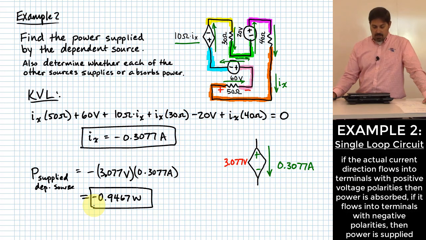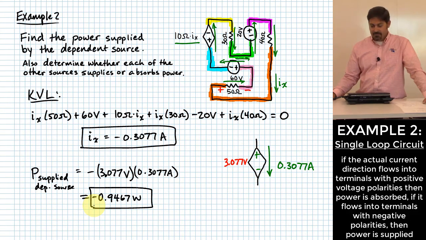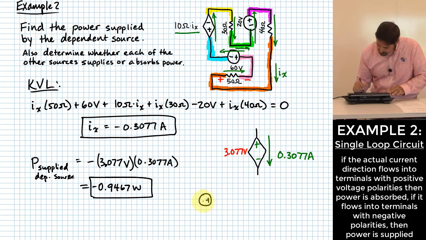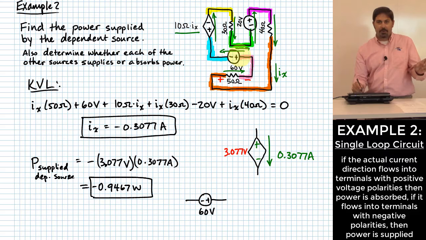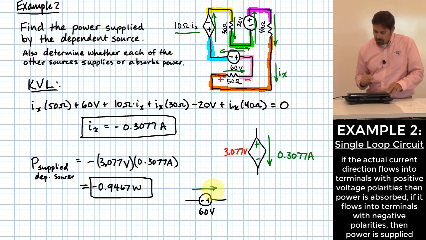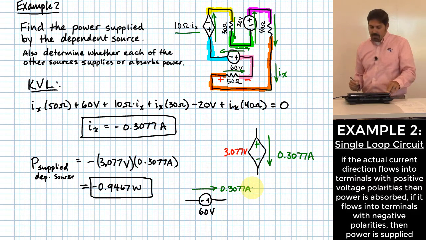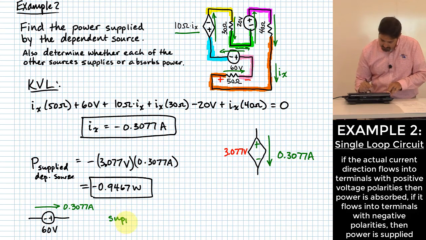Make sense? All right, the last part of this was also determine whether each of the other sources supplies or absorbs power. How do we do that? Let's take each one individually. With the 60 volt source, it's got 60 volts going this way. What direction does current flow? Turns out it actually flows left to right, correct? Even though we thought it was the other way at first. It actually goes left to right at a value of 0.3077 amps. So what is that source doing? That source is supplying power.